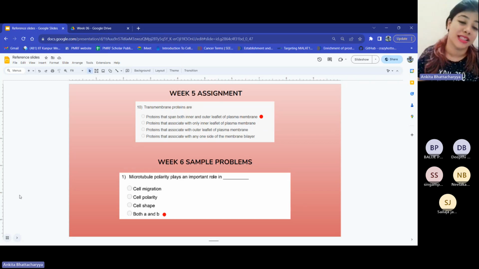So that always means that when you're saying transmembrane, it has to span across the membrane, both the inner as well as the outer leaflet. So that is option A. If you look at the other options, it would either be a membrane protein, or an outer membrane protein, inner membrane protein, or an anchored protein. So the correct option would be option A. And we'll get to the sample problems later.